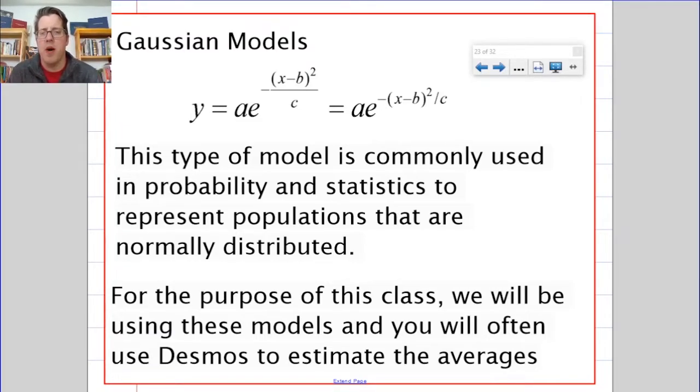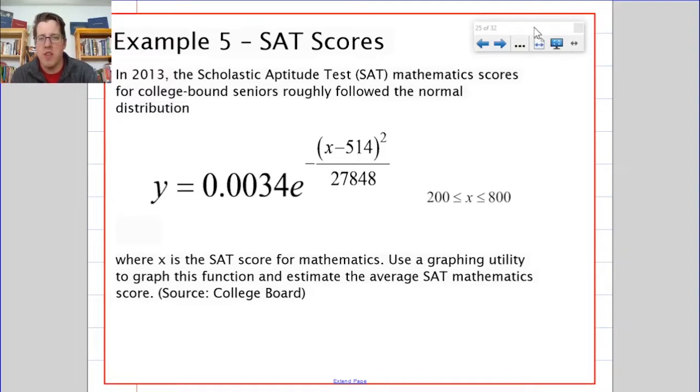A Gaussian model is one that's used in probability and statistics to represent populations that are normally distributed. We're often going to just use Desmos to estimate averages for things like this. It's going to be some number times e to then this fraction, the opposite of x minus b squared over c. So an example here. In 2013, the SAT math scores for college-bound seniors roughly followed the normal distribution where x is the SAT score for math. Using a graphing utility to graph this function, estimate the average SAT math score.